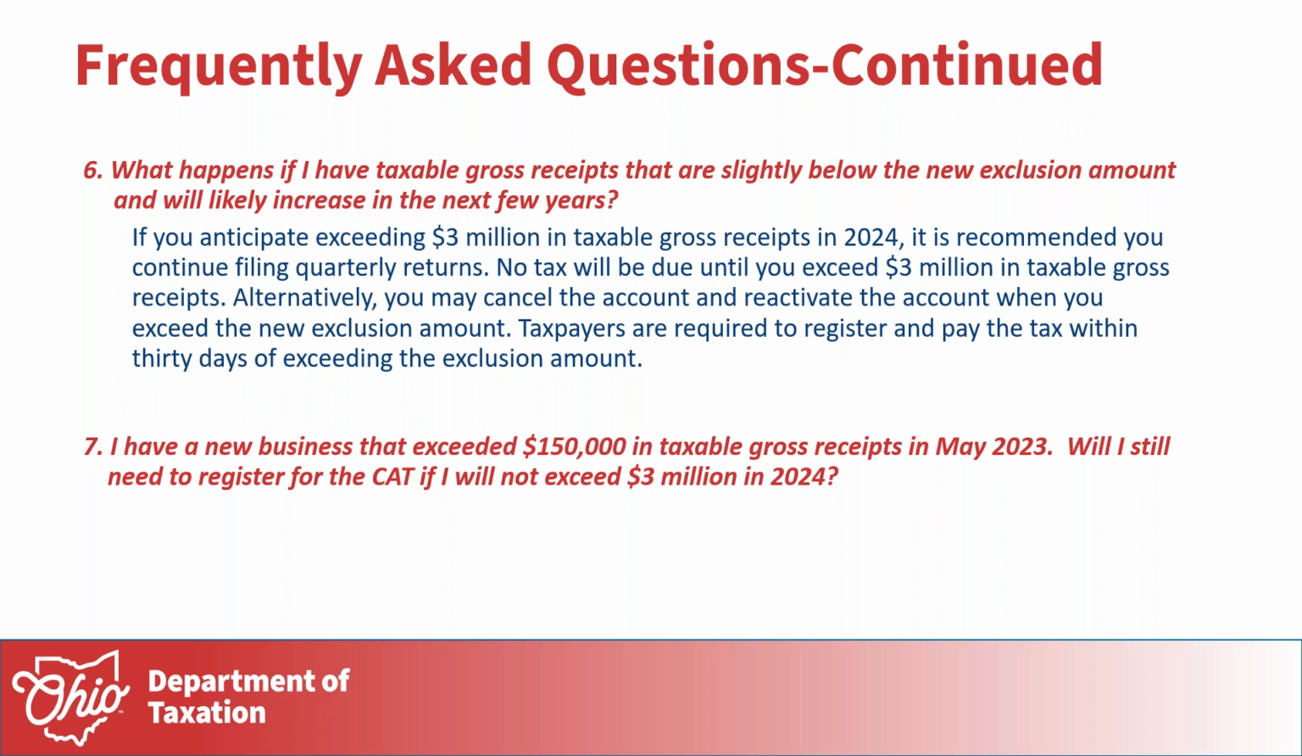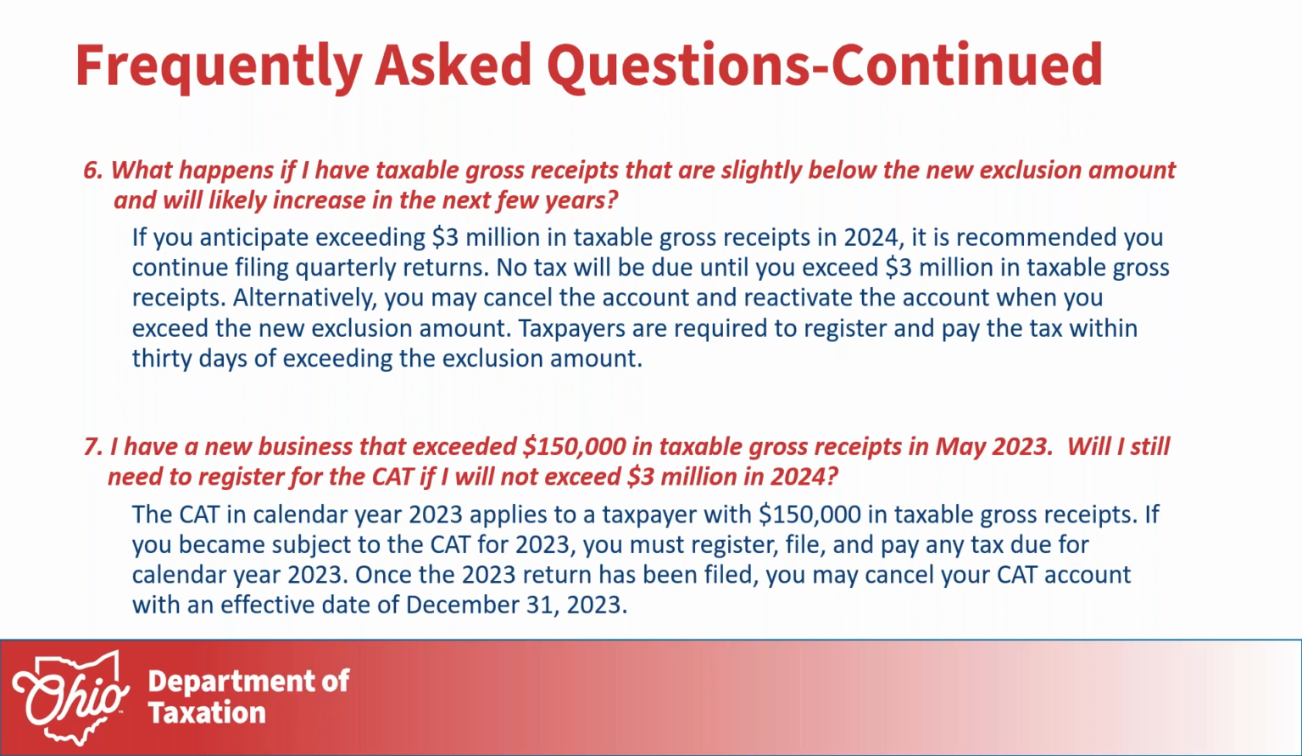Number 7, I have a new business that exceeded $150,000 in taxable gross receipts in May of 2023. Will I still need to register for the CAT if I will not exceed $3 million in 2024? The CAT in calendar year 2023 still applies to taxpayers with $150,000 in taxable gross receipts. If you became subject to the CAT for 2023, you must register, file, and pay any tax due for calendar year 2023. Once the 2023 return has been filed, you may cancel your account with an effective date, again, of 12/31 of 2023.